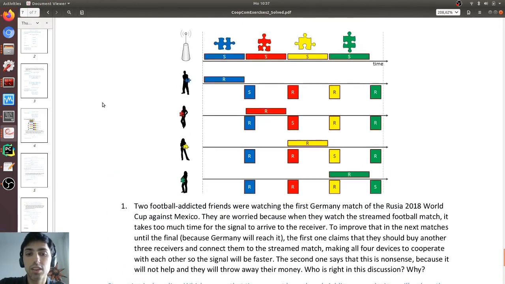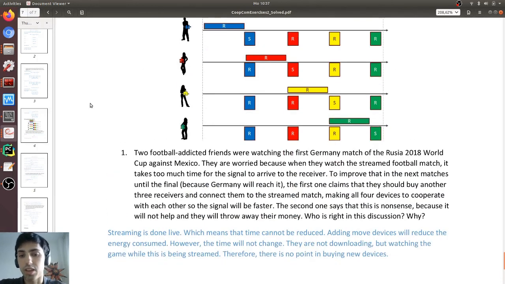So streaming is done live, as I'm saying, which means that the time cannot be reduced. We cannot reduce the time that it takes by doing cooperation. Adding more devices will reduce the energy consumed. However, the time will never change, because we are not downloading, but watching this game while it is being streamed. Therefore, there is no point in buying new devices. So the second friend is right in this discussion.